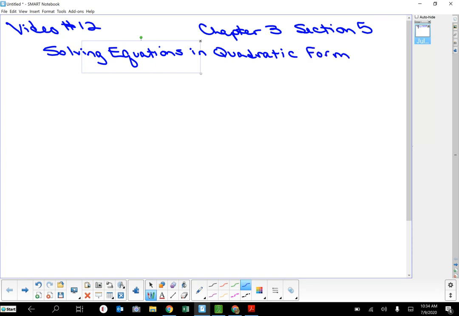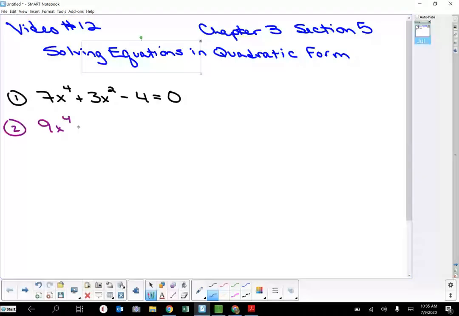So upon first glance, they may not look like they have anything to do with solving a quadratic, but they actually do. So let me write down the problems that we're going to solve this way, and you may see why they don't necessarily look like they're in quadratic form. The first one we're going to do is 7x to the fourth plus 3x squared minus 4 equals 0. The next one looks like 9x to the fourth minus 25 equals 0.